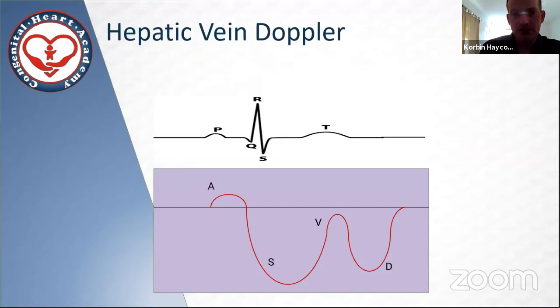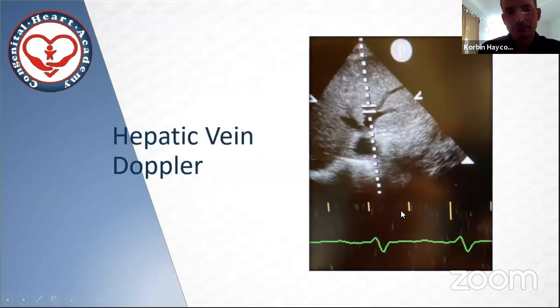And I'm sure that most of you have realized that this is basically your jugular venous waveform, with the A wave, S corresponding to the X descent, and D corresponding to the Y descent.